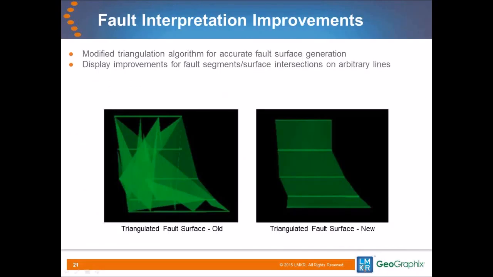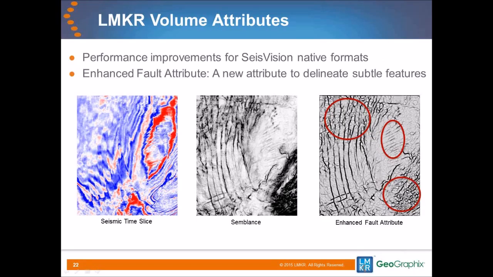There have been some fault interpretation improvements. We use predominantly triangulation in the geomodeling engine. Some of the fault segments, the previous algorithm that we used had some issues. The new triangulated fault surfaces now are much improved. I think you'll see that.